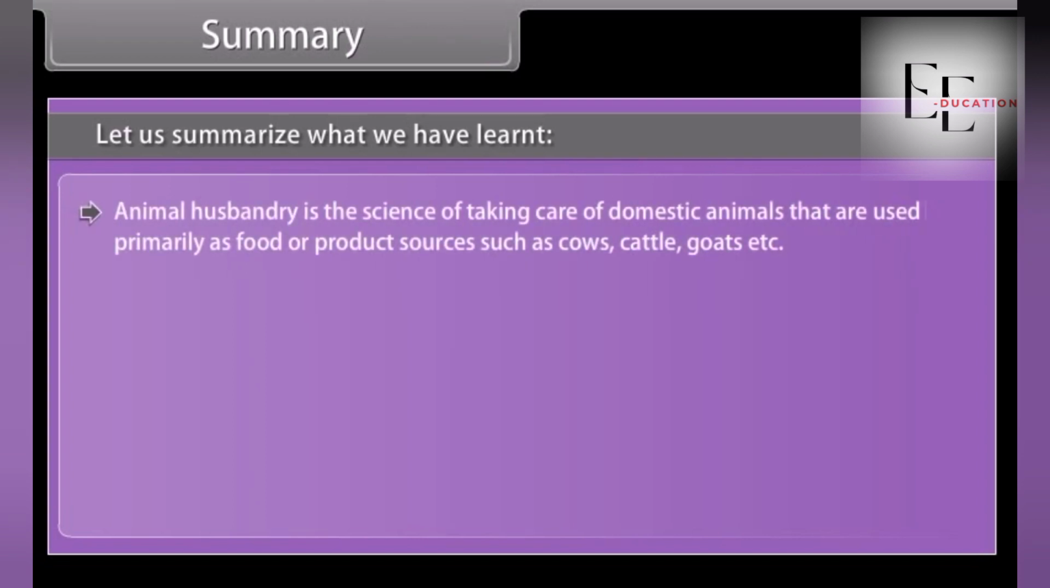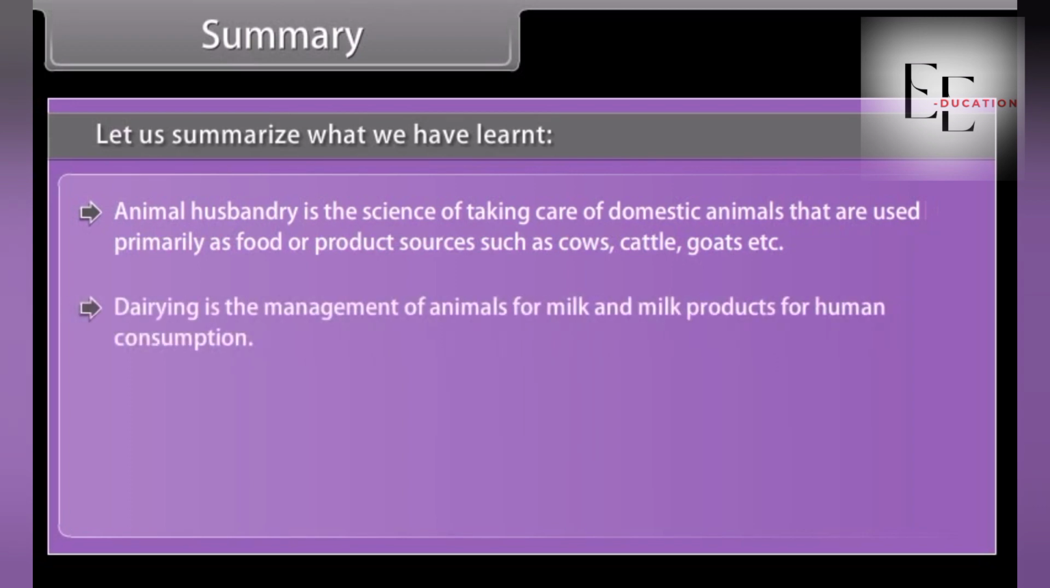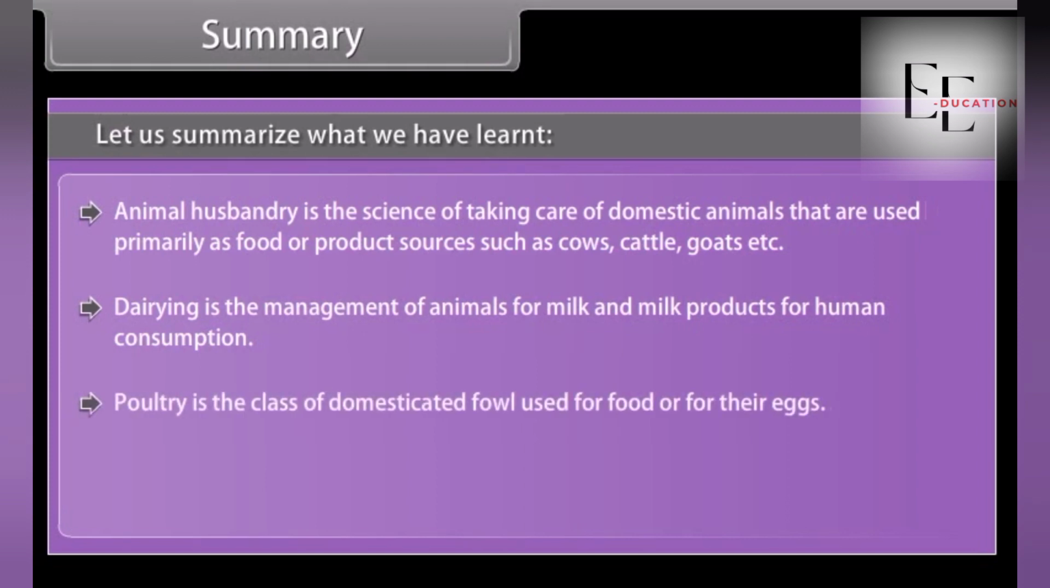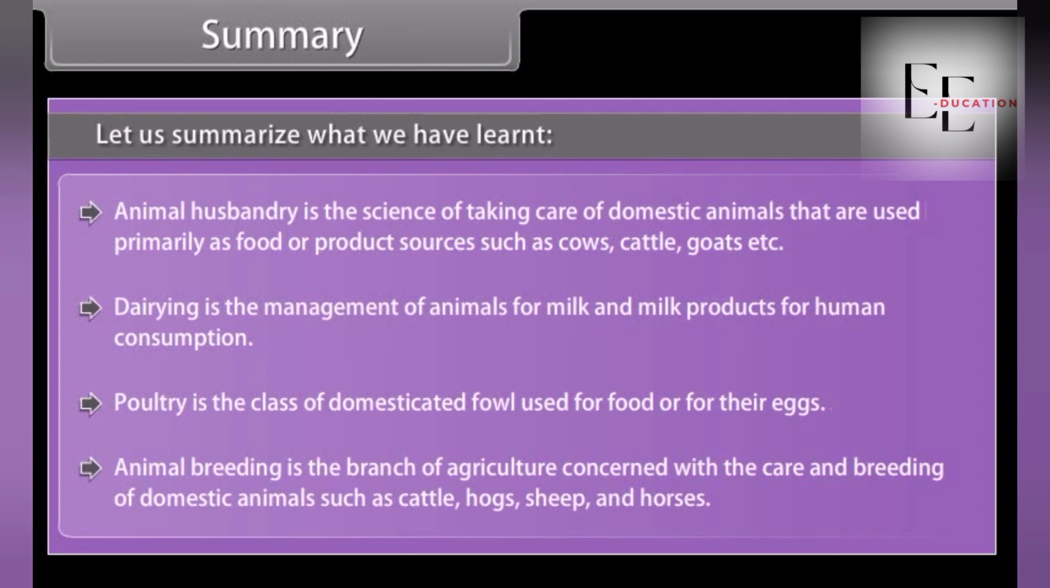Animal husbandry is the science of taking care of domestic animals that are used primarily as food or product sources, such as cows, cattle, goats, etc. Dairying is the management of animals for milk and milk products for human consumption. Poultry is the class of domesticated fowl used for food or for their eggs. Animal breeding is the branch of agriculture concerned with the care and breeding of domestic animals, such as cattle, hogs, sheep, and horses.